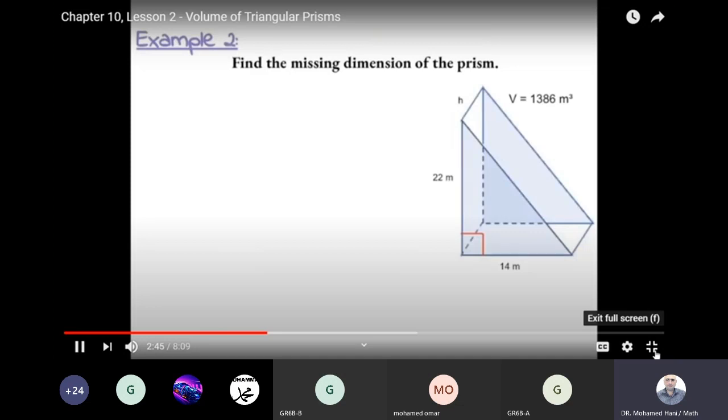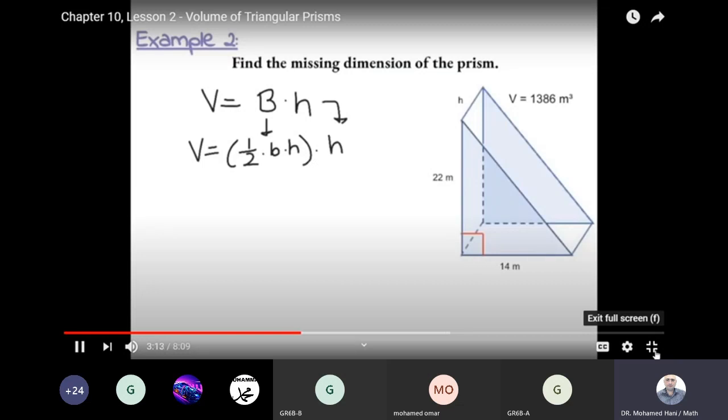Example 2, find the missing dimension of the prism. So let's start with the formula for volume. Volume equals B times H, where B is the area of a triangle. So the formula for the area of a triangle is 1/2 times the base times the height of the triangle, times this height, which is the height of the prism.